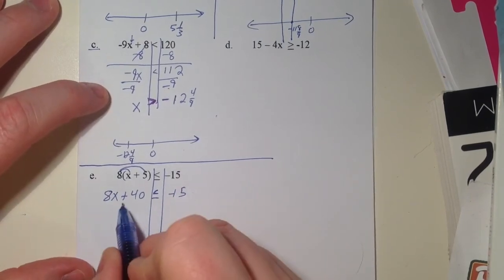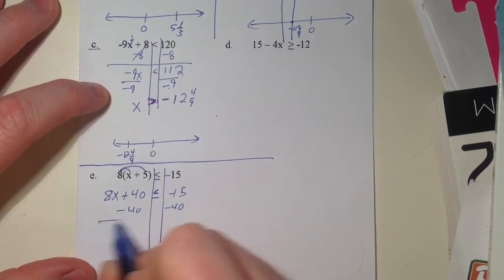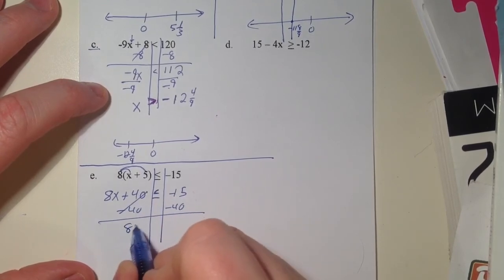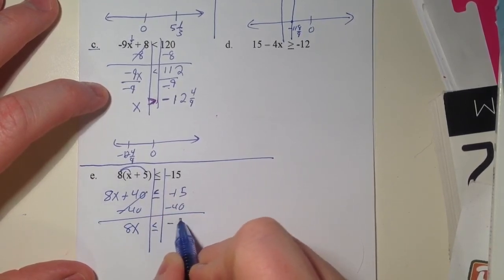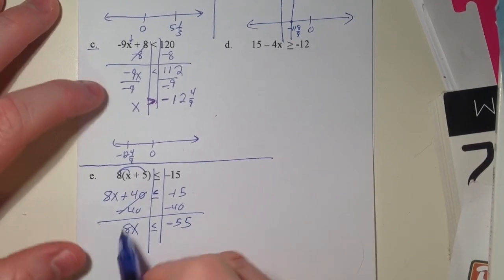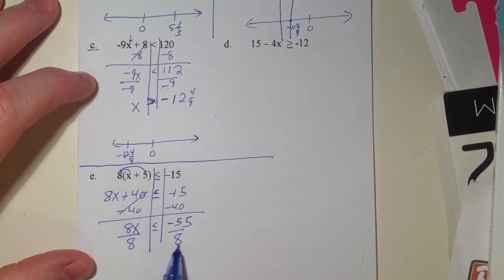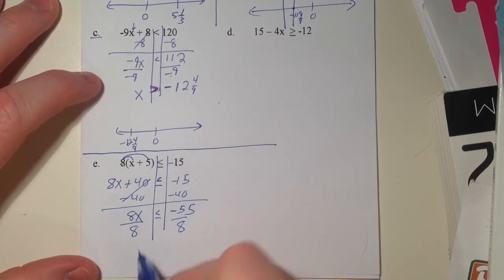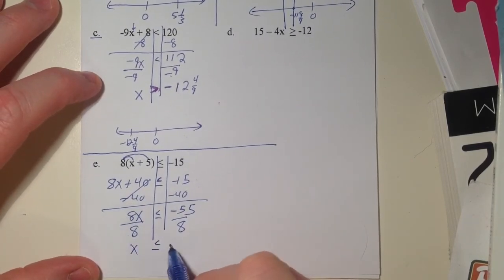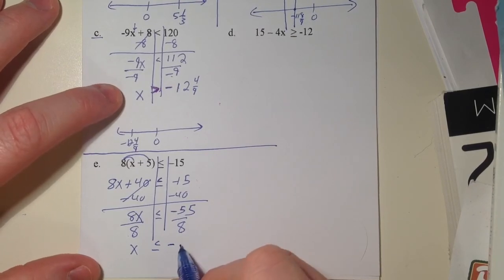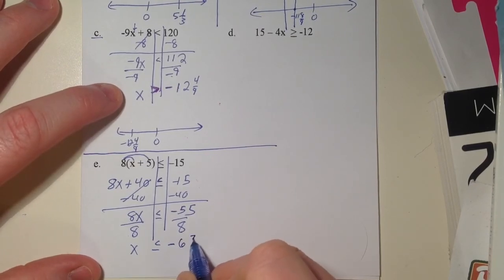And then I'm just going to go like normal. -40, -40. These cancel out. I get 8x less than or equal to -55. I'm going to divide by 8. Divide by 8. Notice I'm not dividing and multiplying by a negative. The 8's positive, 8's positive. Even though 55 is negative, it's what I divide by. I'm dividing by a positive, so it doesn't switch anything. And so x is going to be less than or equal to -6 7/8. Yep, so -6 7/8 is my answer.